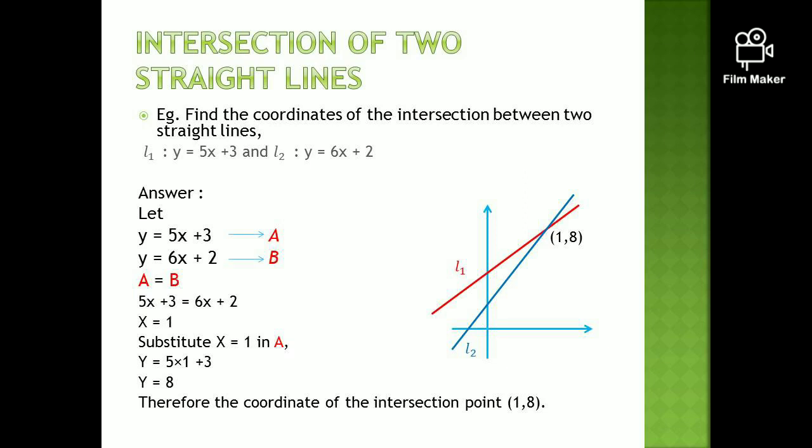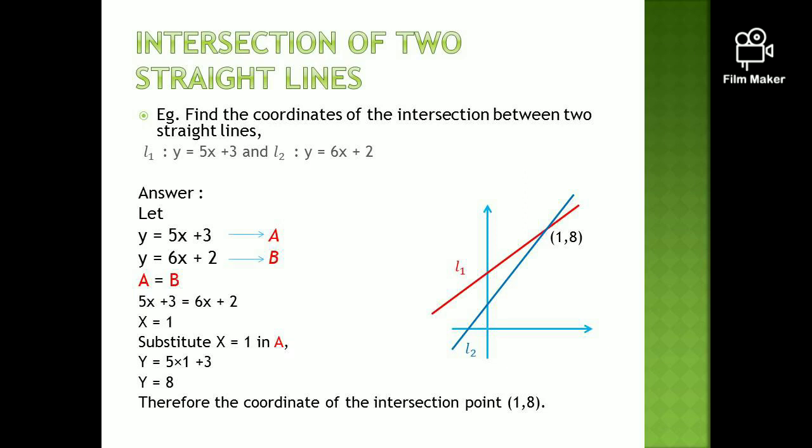I will call y equals 5x plus 3 equation A and y equals 6x plus 2 equation B. You can see that in both equations they have given us y equals. Therefore, I can equate the two equations. If you equate the two equations from y, it turns into 5x plus 3 equals 6x plus 2, because both of them are y equal terms. Then you can simplify this equation and obtain the answer x equals 1.